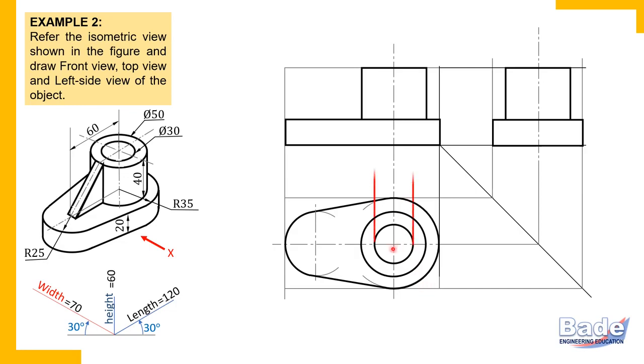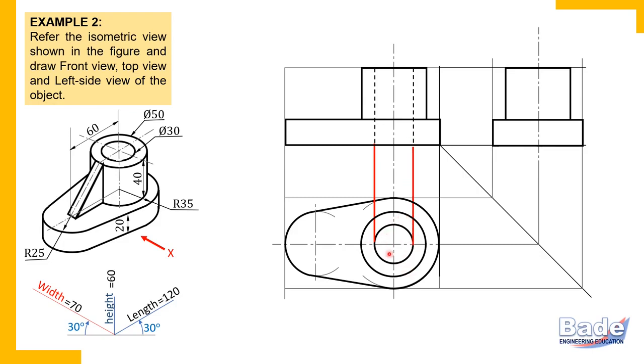Draw projectors. These are end projectors of the circular hole, from top view to front view. Length we are going to transfer. So take the extreme right and extreme left points on the hole and draw projectors. This is how we have transferred the length of the hole. Remember, length doesn't mean the longest dimension of the body. Length means the dimension parallel to the length axis. So this is the length here, projected upwards.